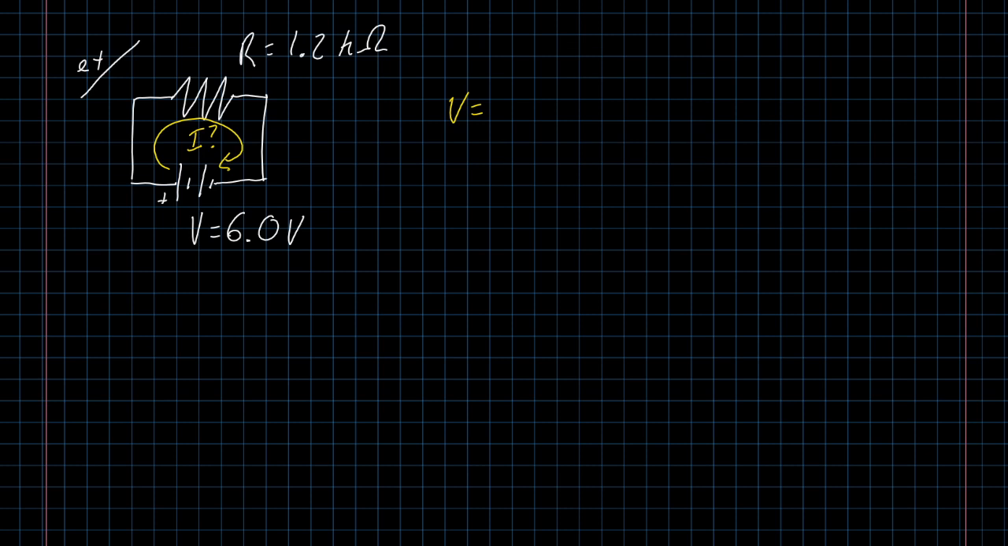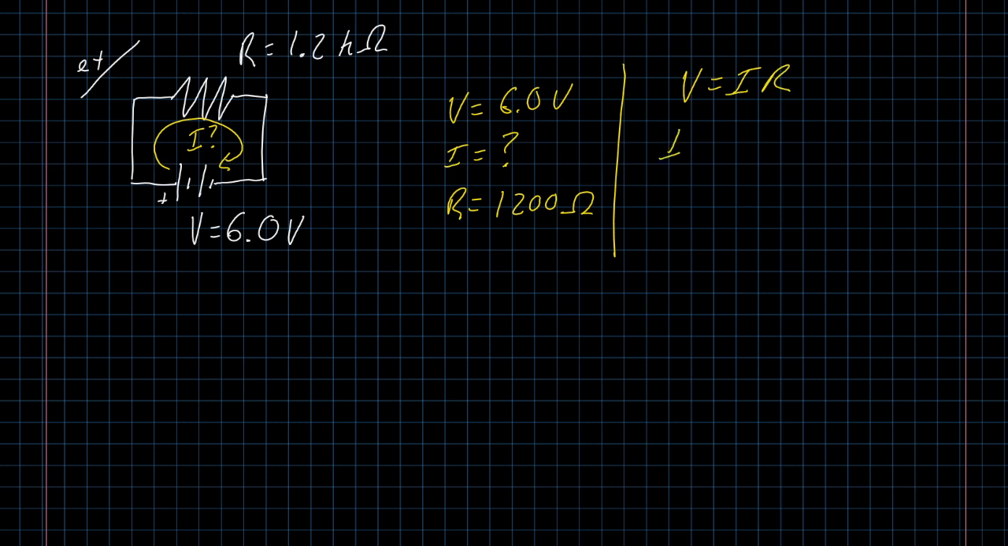So if I'm using Ohm's law, I need to know V, I, and R. Well, I is my unknown, V is 6.0 volts, R is 1.2 kiloohms, but in order for the units to work out, we do want to convert that from kiloohms into ohms, right? 1.2 kiloohms is 1,200 ohms, or 1.2 times 10 to the third ohms. Either way you want to write it. And then our formula, V equals IR, we can rearrange to write as I is equal to V over R.